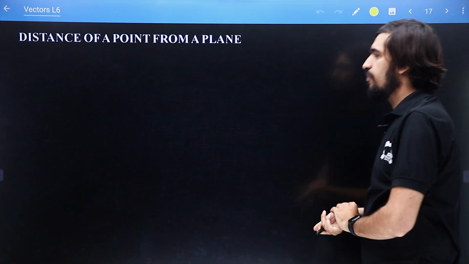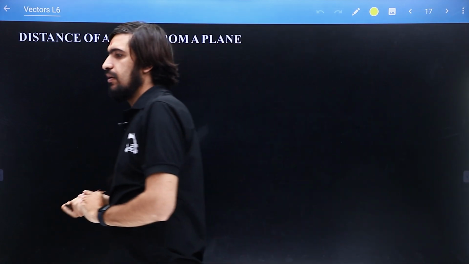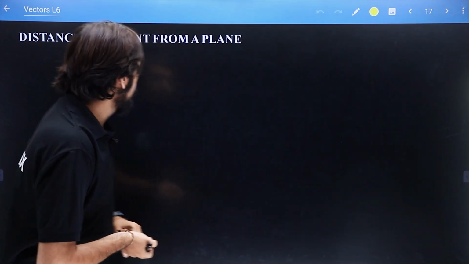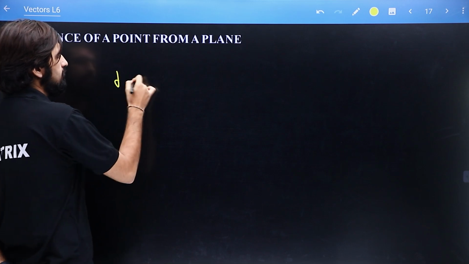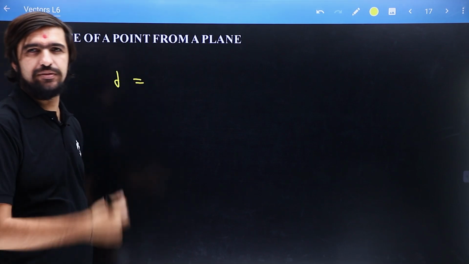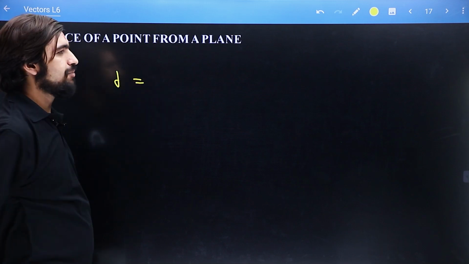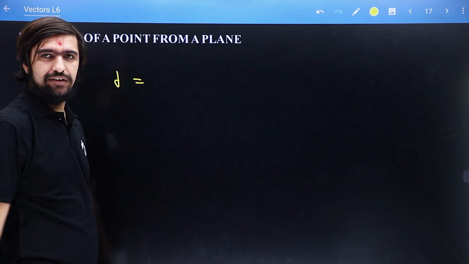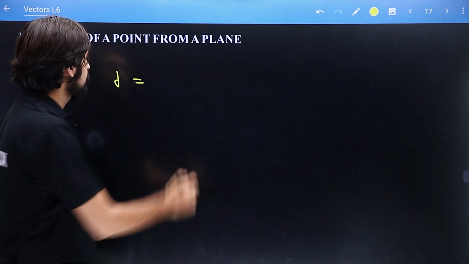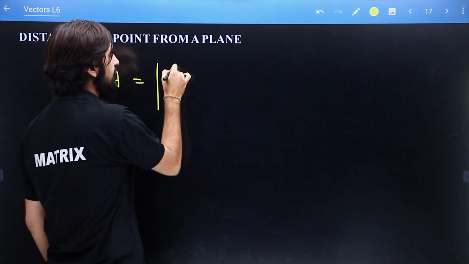Okay, now, distance of a point from a plane. For right now, you can directly remember this. The formula is very simple. I can even derive it, but it will take a little bit of time. So in this lecture, we are not going to derive it. We will derive it in the next lecture. So you can remember it directly.